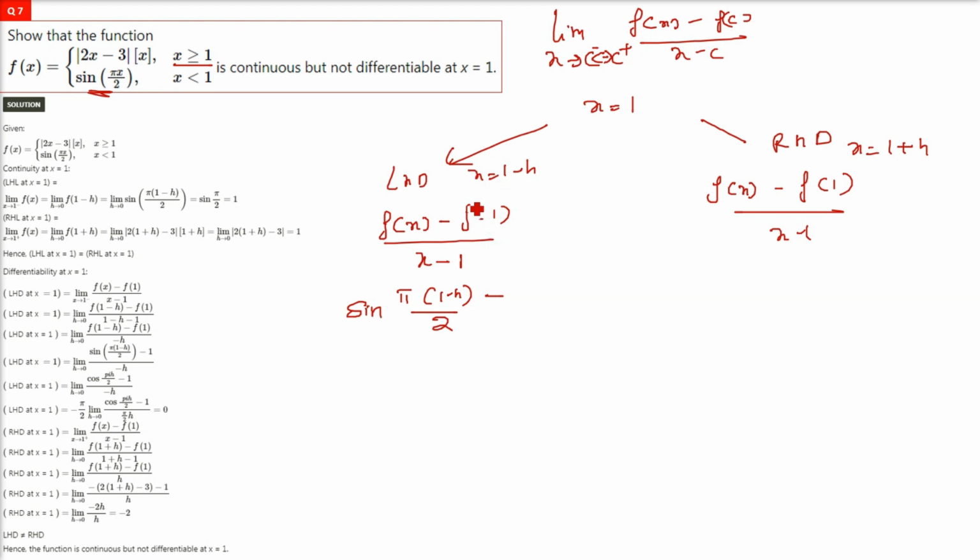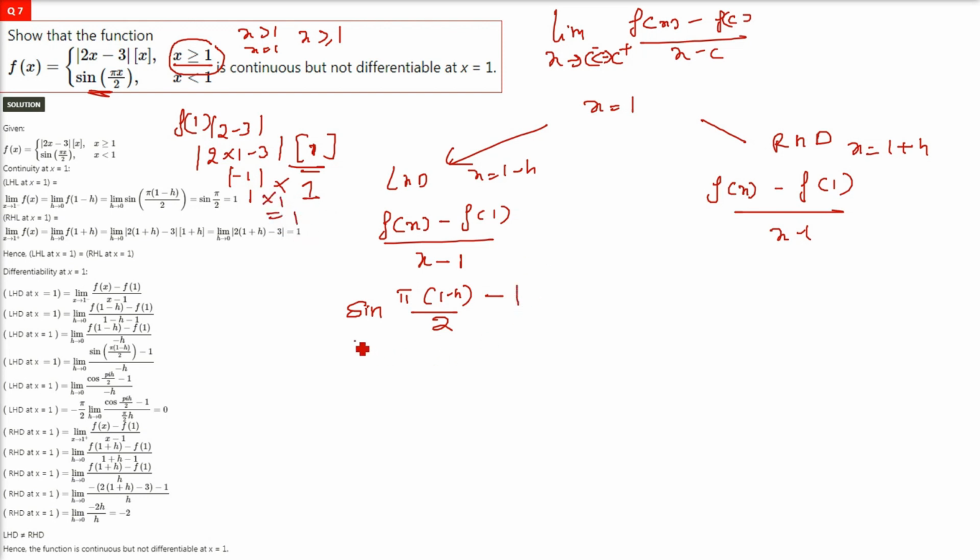Now f(1) in both the cases will be the same. f(1) will be what? See, where is the equality? x is greater than or equal to 1. So the equality is here, x is greater than 1, x is equal to 1. That means x greater than or equal to 1, which we have to use here. So just put it here: 2 into 1 minus 3. And the greatest integer function of 1 will be 1 only. It is already an integer. So 2 minus 3 is negative 1. Modulus of negative 1 is 1. So minus this, 1 into 1 is going to be 1. So in both the cases, LHD and RHD, I am going to put 1.